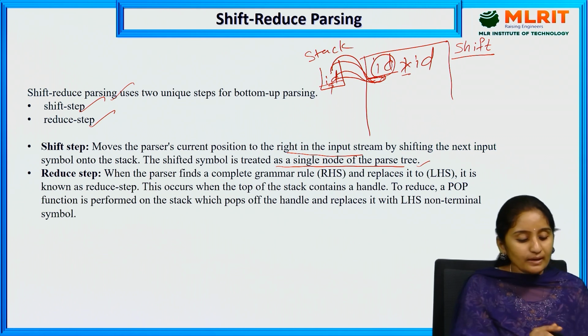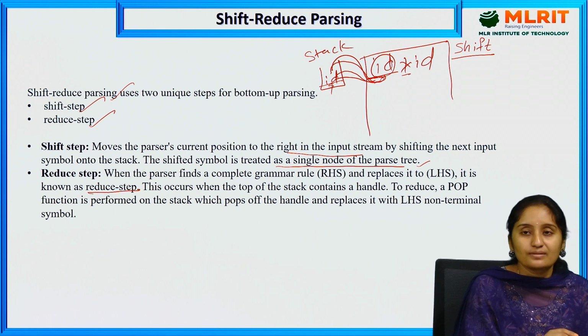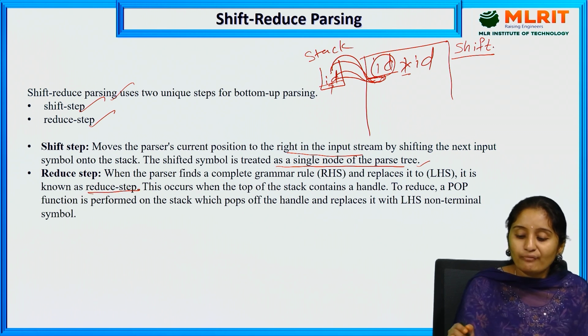Next, the reduce. What reduce does is, when the parser finds the complete grammar rule and replaces it with the LHS, it is known as the reduce step. See here, I have shifted ID. ID is shifted onto the stack. In my stack, this is the position it will be, $ID.